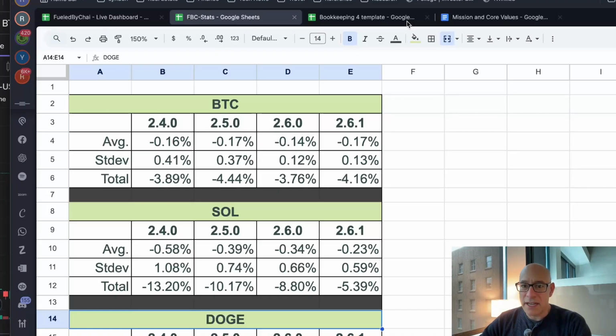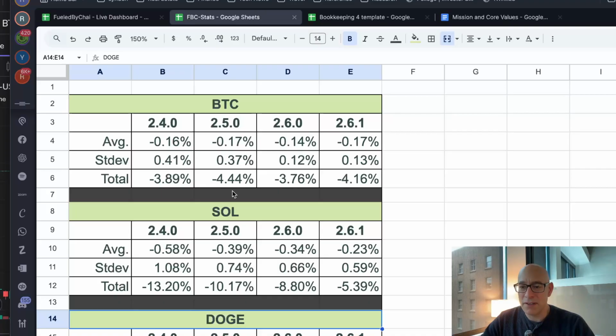So these are the daily results: average daily returns, standard deviation of the daily returns, and then the total for the month. We'll start with Bitcoin. As we can see, all versions of the strategy came out to be roughly the same amount of losses for the month, roughly -4%. Now, the interesting thing, and this is going to be the case for all the coins I'm trying out, is the standard deviation of the daily returns went way, way down when I shortened the time to live of the orders.